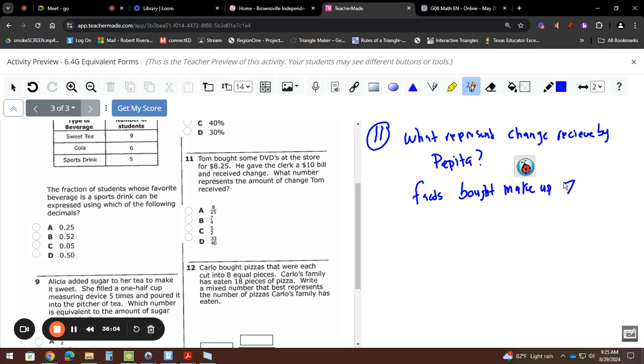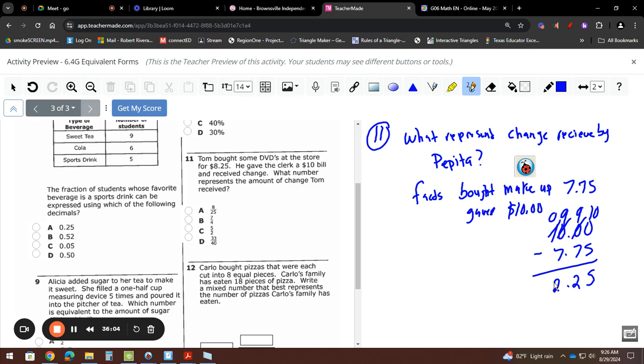Okay, for $7.75. Gave the store a $10 bill. What change did she receive? Well, I'm going to first have to subtract. You should know how to regroup, I hope. 10 minus 5 is 5, 9 minus 7 is 2, 9 minus 7 is 2 again. So she received 2.25.